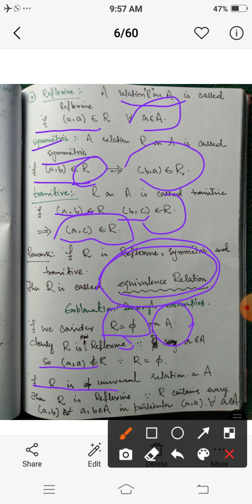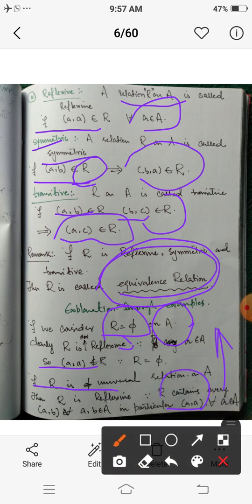Similarly, if we consider R a universal relation on A, that is, R equals A cross A, clearly it is reflexive in nature, because it contains each and every ordered pair with first entry from A and the second entry also from A. In particular, it contains ordered pairs of the form (a, a) for each a belonging to A. So the universal relation is a reflexive relation, since it contains every ordered pair.